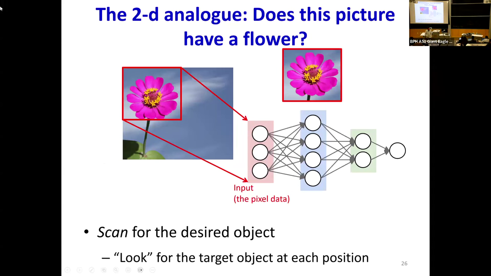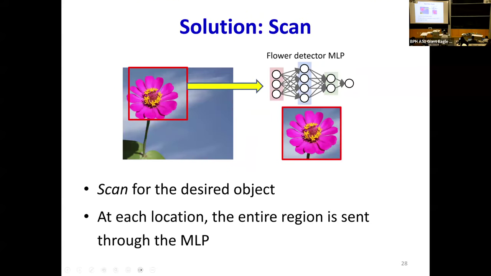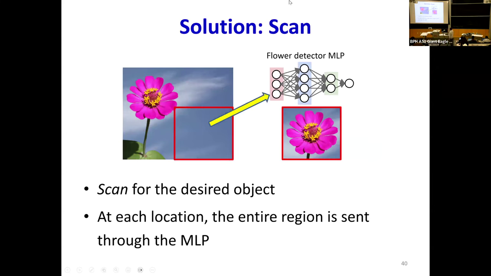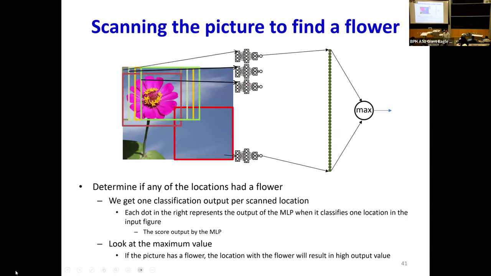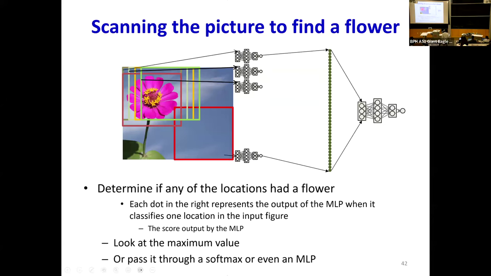Same thing with images. I could build a little MLP which looks for flower patterns in a little box, in a little window. And then I could scan the input with this MLP and get a classification output at each position. And then finally, I could just pick the max of the outputs from each position. And if the image has a flower in it, then at least one of these positions would have resulted in a large output, and the max is going to be large, otherwise it's going to be small, right? And again, instead of the max, I could use a perceptron or an MLP. All of these are just effectively emulating the max operation.